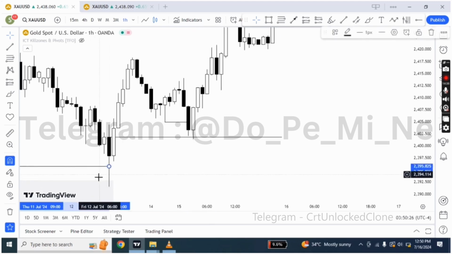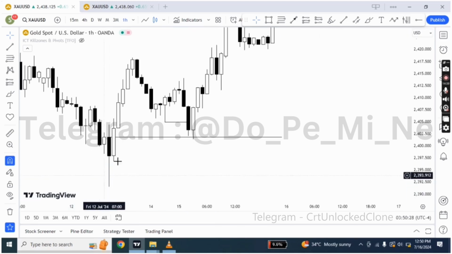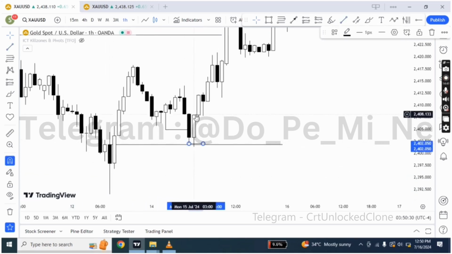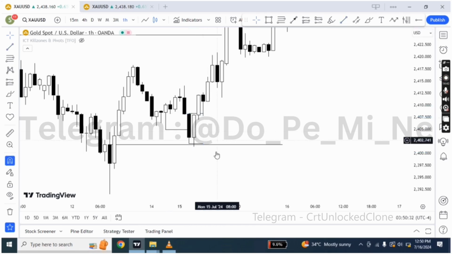So right here you can see that inside that 4-hour CRT we've got another 1-hour micro CRT, just above this key level, right? This 1-hour CRT was formed just above this key level in the form of an order block, right? So you can see we've refined the macro larger 4-hour CRT down to a 1-hour CRT, right? And now we're going to use this refined CRT to find a trade idea.